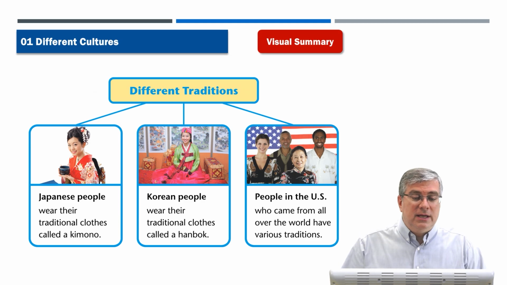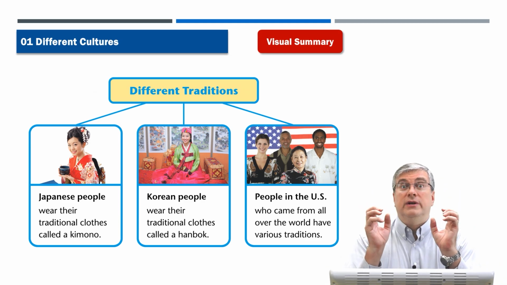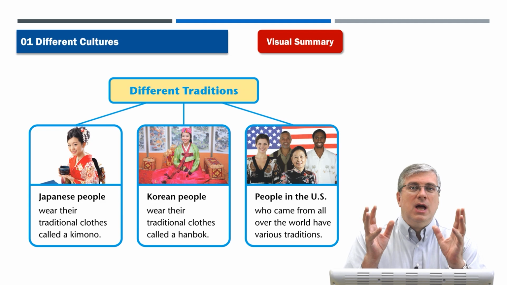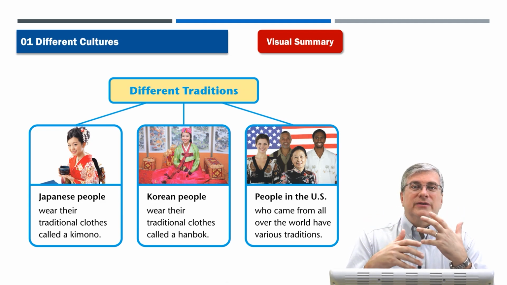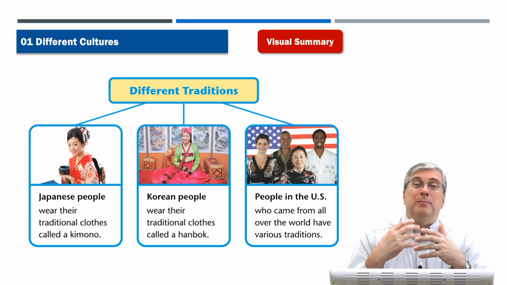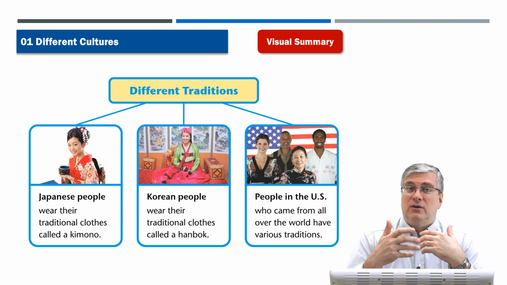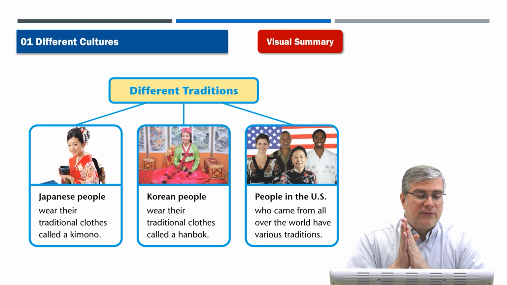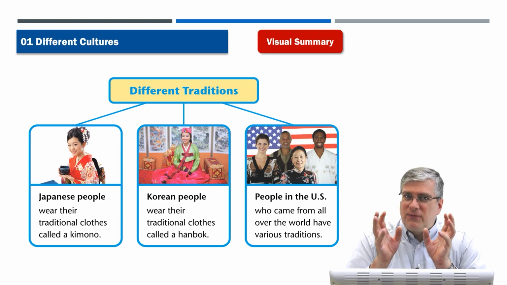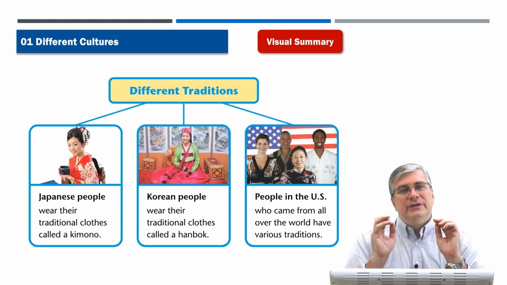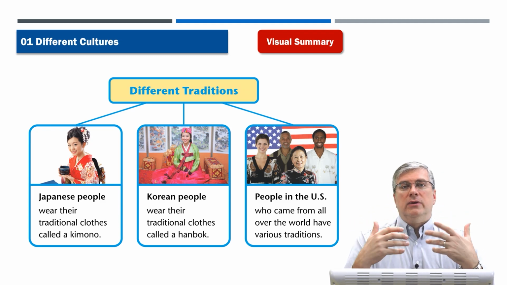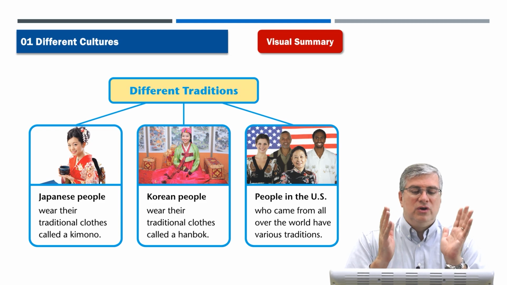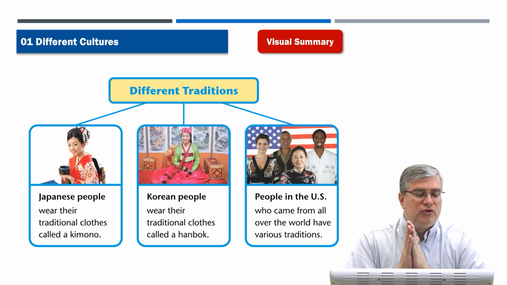Okay, we have the first idea from this lesson. We have different traditions. Now remember, traditions are practices, beliefs, things that are done by ancestors and passed down to their descendants or their children. So what are some different traditions? Of course, if you look at different countries around the world, you'll see that people will do everyday life things. They'll do them differently, and those are different traditions, different cultures.